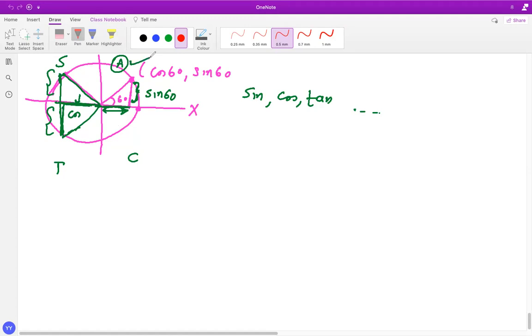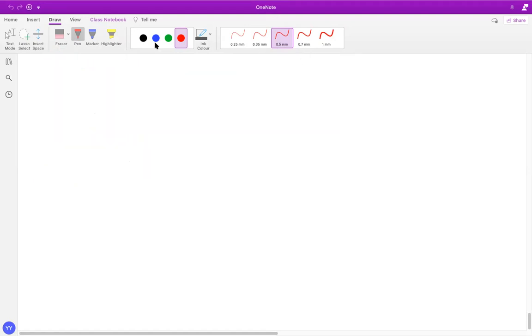So here in the first quadrant, all ratios are positive. In the second quadrant, sine is positive. In the third quadrant, tan is positive, which means the other ratios are negative. And in the fourth quadrant, only cos is positive. So let's make use of this and try to do some problems on this first understanding of the unit circle.